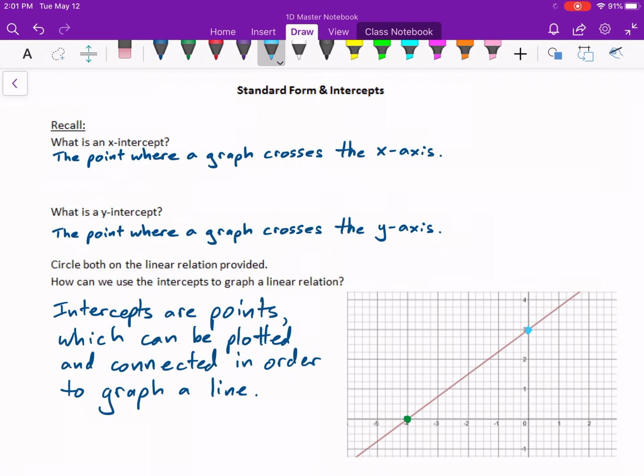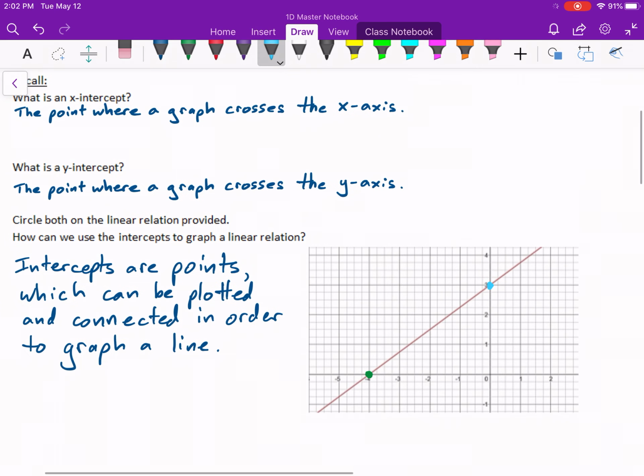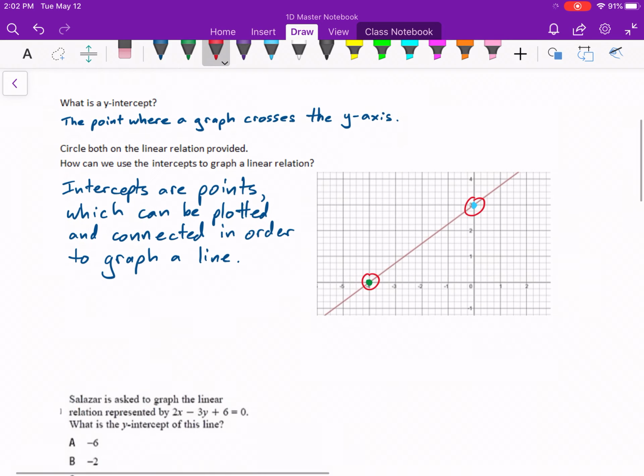I can clearly read them if I've got the graph, right? And then it says circle both on the linear relation provided. Sure, here we go. Here's the y-intercept. Here's the x-intercept. How do we use intercepts to graph a linear relation? Well, imagine that the graph wasn't there, that all we had was that green dot and that blue dot. Then we could put a ruler down, draw a line between them, and that's in fact what we did last lesson, and we can very quickly have our linear graph. All right, so that's for recap.